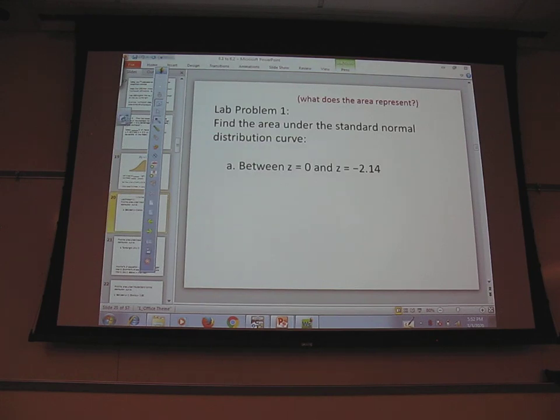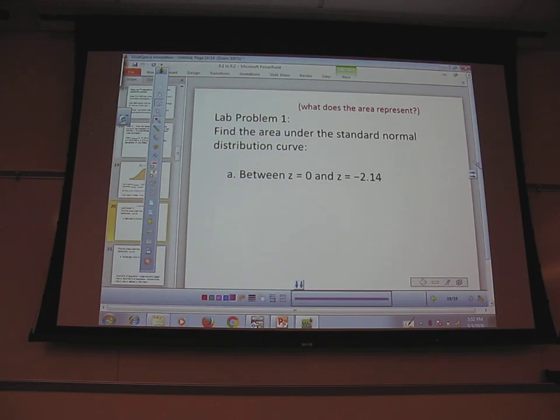So go ahead and do lab problem number 1. Lab problem number 1 has A, B, and C. First thing, draw a picture.